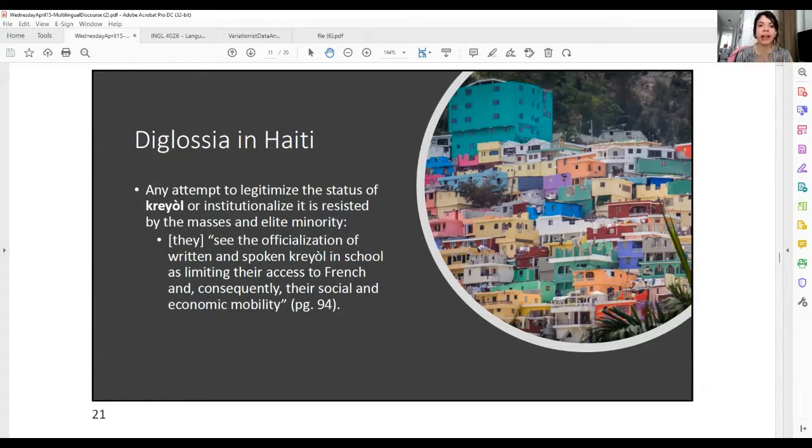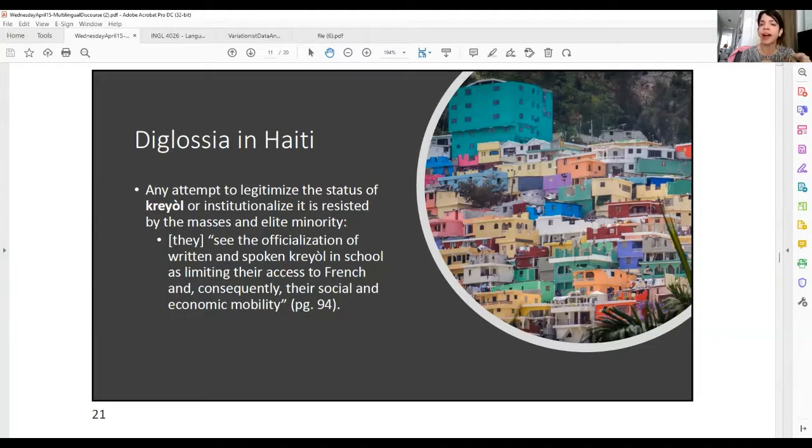the elite minority. And that kind of makes sense, no? Because the elite minority, no le conviene, it's not convenient for them for other ways of speaking and other languages to be granted equal power, because then suddenly their language and their practices would be in competition with other ways of speaking that are actually more dominant within that country. So they see the officialization of written and spoken Creole in schools as limiting their access to French and consequently their social and economic mobility.